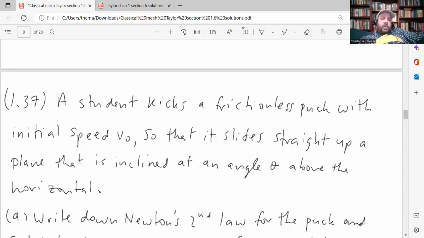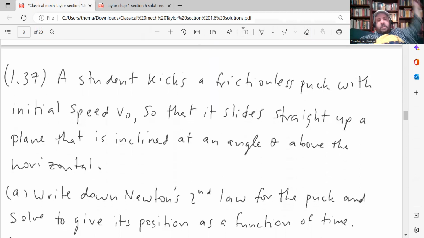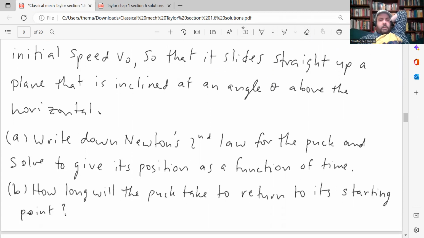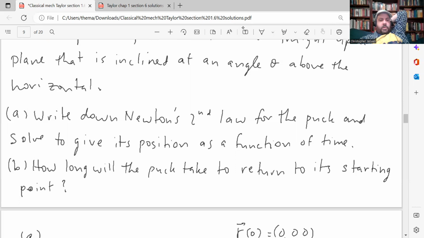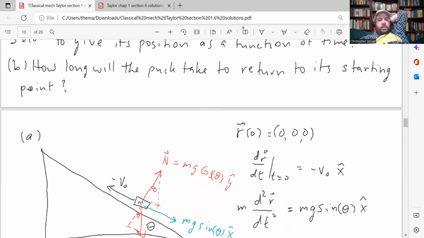Next problem is an inclined plane problem. A student kicks a frictionless puck with an initial speed v0 so that it slides straight up a plane that is inclined at an angle theta above the horizontal. There's a couple parts to this as well. So part A: write down Newton's second law for the puck and solve to give its position as a function of time. Let's do that first, and then we'll look at part B.